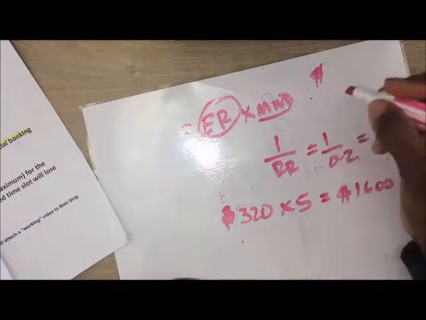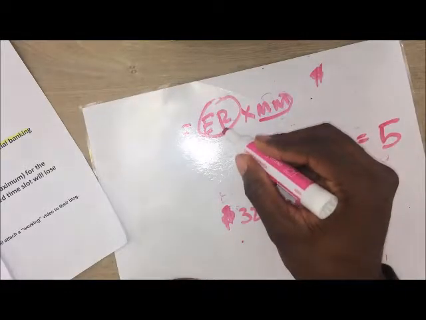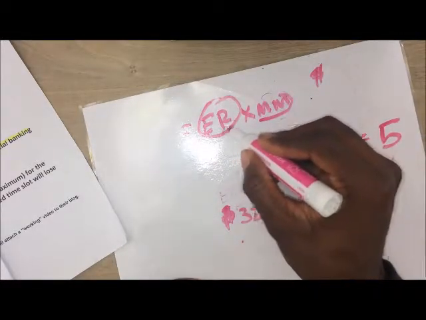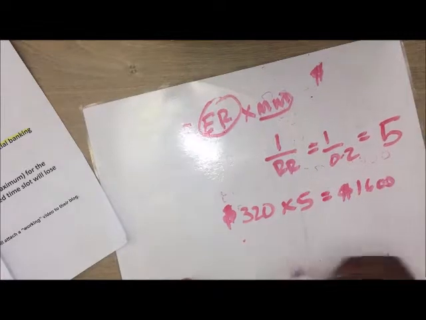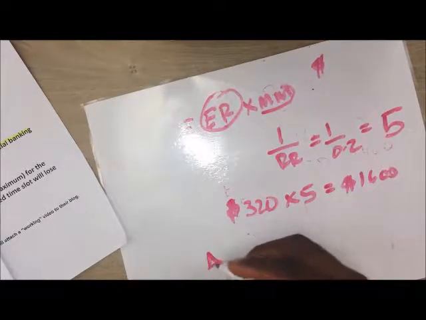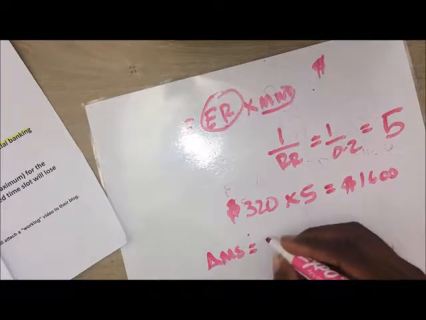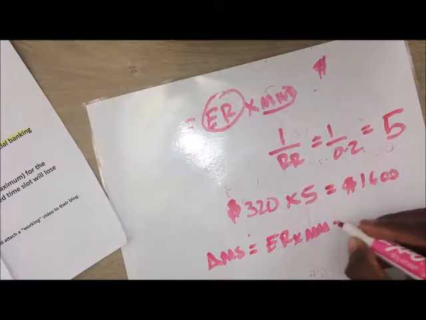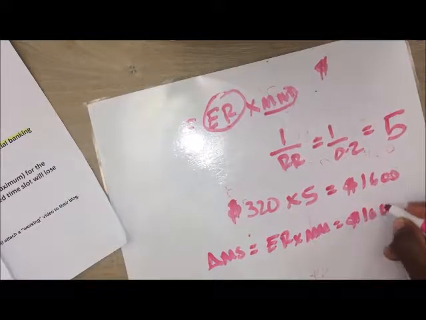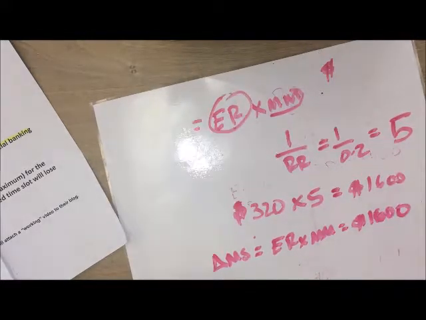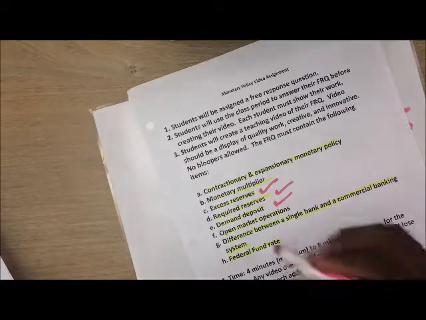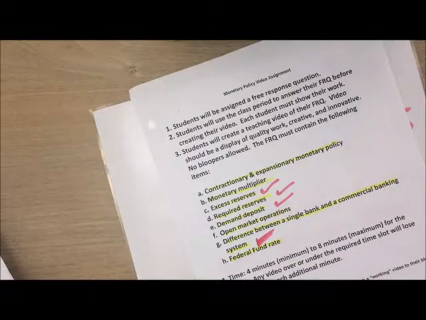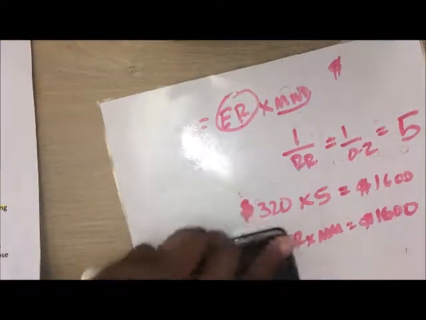All right, now for the next part, it wants to know the maximum change in money supply. Well, we know that the maximum change in a banking system is the ER times the monetary multiplier, and the total change in money supply is also equal to the ER times the monetary multiplier, which is still 1600, and that will give us the same answer. Now we have just covered the difference between a single bank and a commercial bank.